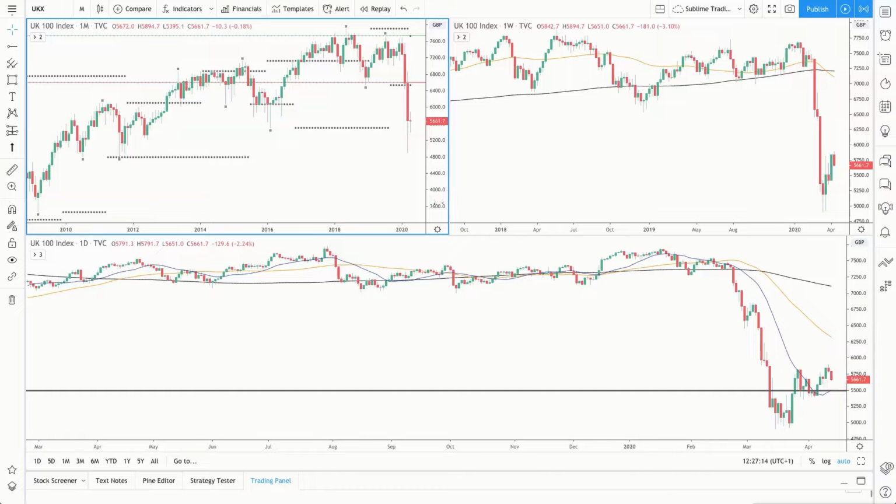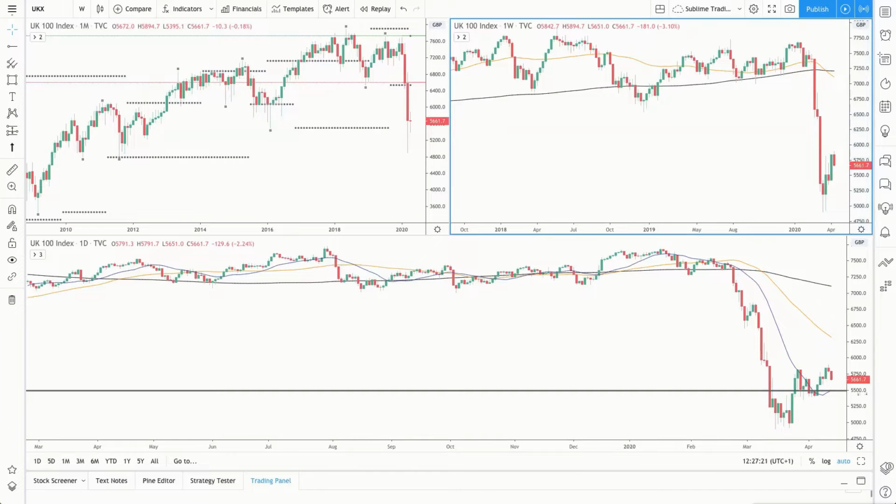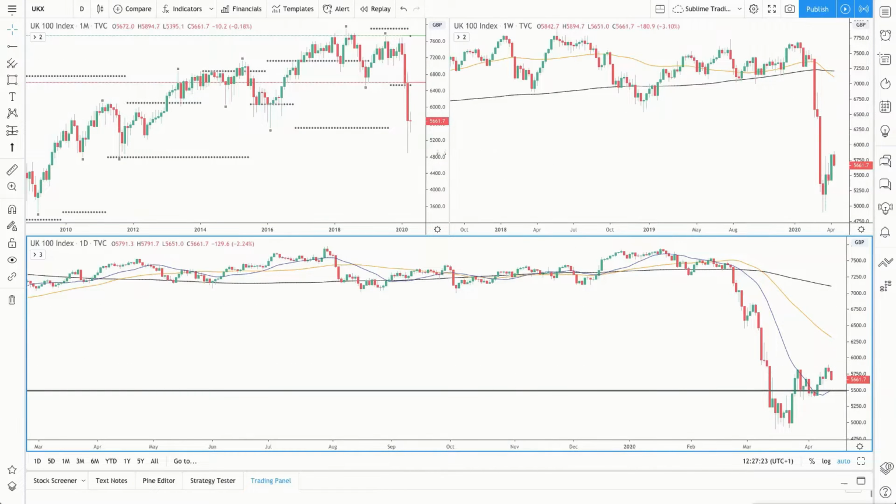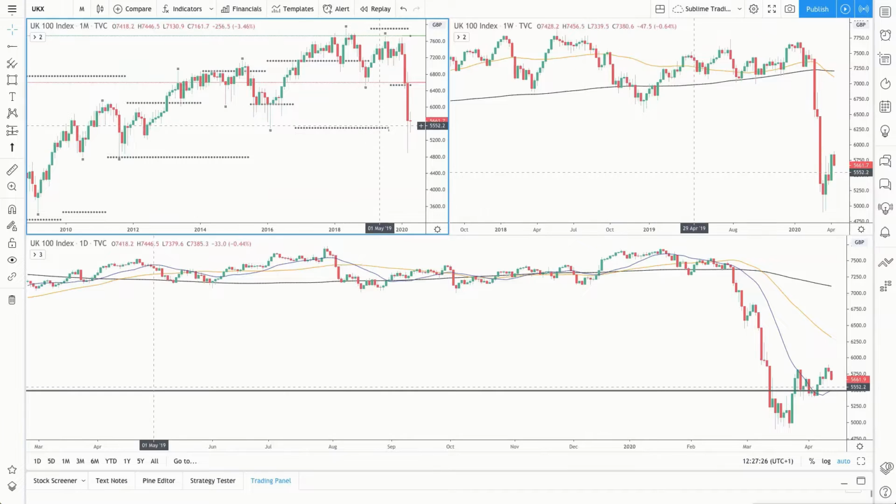Okay guys, starting with the FTSE 100, here we have our three-screen setup, monthly in the top left, weekly in the top right, and our daily chart here at the bottom. If we start with the monthly on the FTSE 100, we can see not much change. Price is still finding support at the low of February 2016.